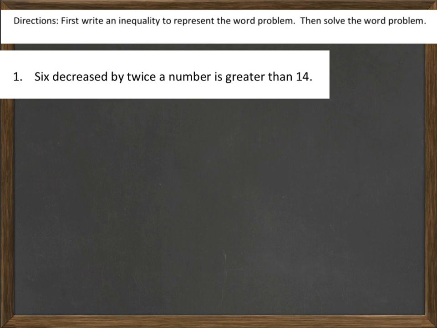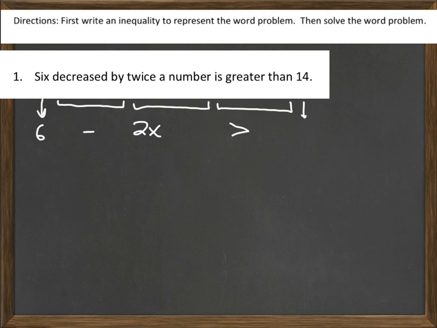First it says 6, so we will write 6. Then it says decreased by. Decreased by means to subtract. 6 decreased by twice a number. We write twice a number as 2 times any variable. I'm going to choose x. Then it says is greater than. Is greater than means we use the greater than sign. Then it says 14, so we write 14. So our final inequality is 6 minus 2x is greater than 14.